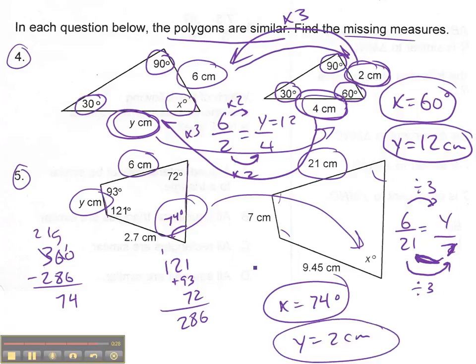centimeters. Let's make sure that makes sense. 2 over 7 is equal to 6 over 21, because 6 21sts does equal 2 sevenths if you divide by a common factor of 3.